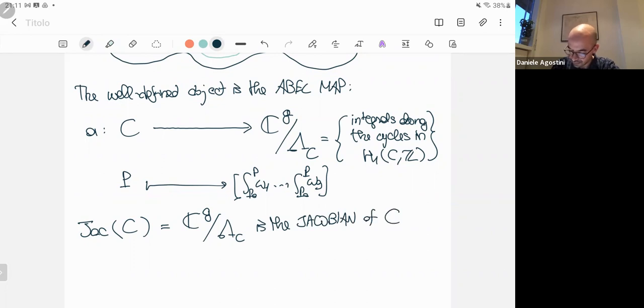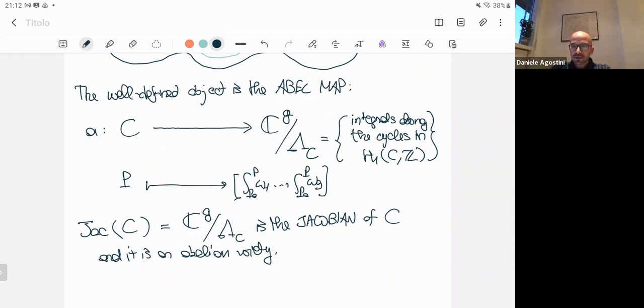I'll see, and it's an Abelian variety. So in particular, it's an algebraic group, and the algebraic structure is actually projective. So that's where the Abelianity comes from. Well, that's what Abelian means, even if it's not clear from this perspective, but it turns out to be true. And the Abel map is a morphism of algebraic varieties.